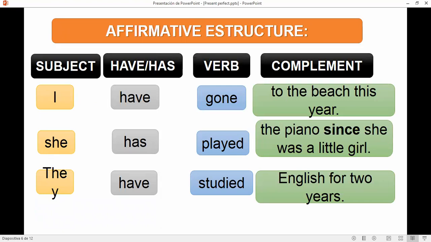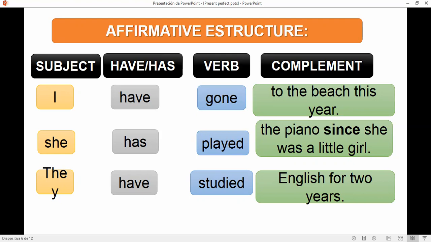Then we have the affirmative structure. We have subject pronouns. We have the verb have or has, depending on the subject pronouns, the verb in the past participle, and the complement. So remember, subject, auxiliary verb that is have or has, the verb in the past participle, and the complement. Example, I have gone to the beach this year.